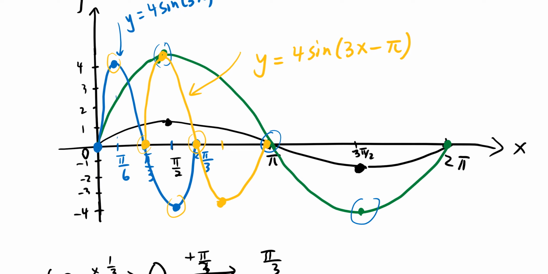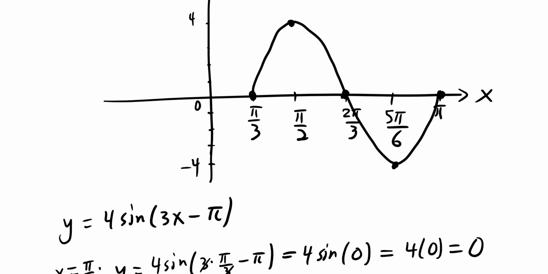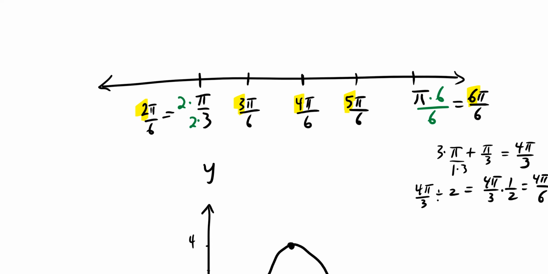So if you compare this graph, the last one, see, it starts at pi over 3 comma 0, and then it went all the way up to pi over 2 comma 4, and then the next one is 2 pi over 3 comma 0, and then it went down to 5 pi over 6 comma negative 4, and then it went up to pi comma 0. So that's what this section is about. You can choose either method. Different students like different methods, so either one is fine to use.